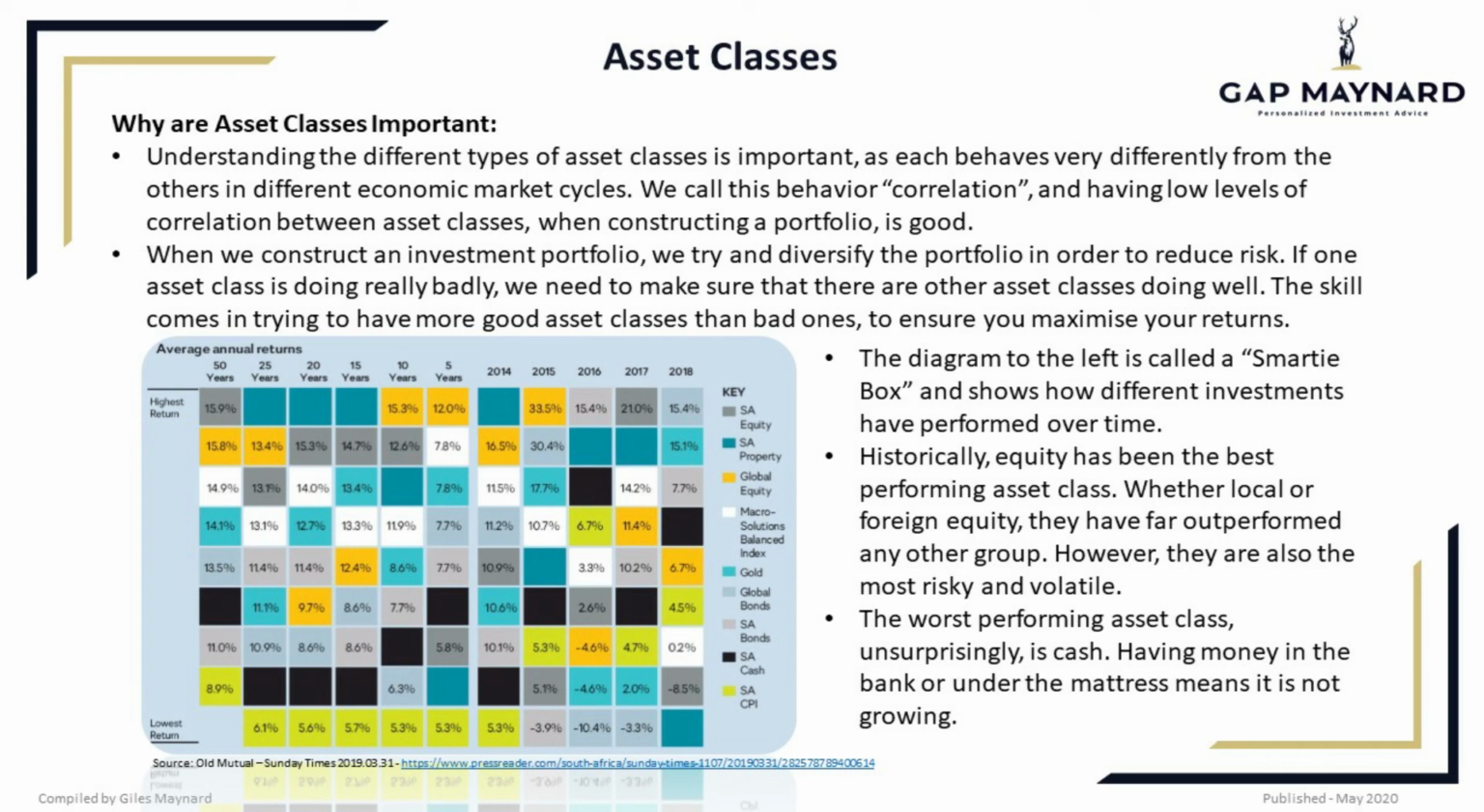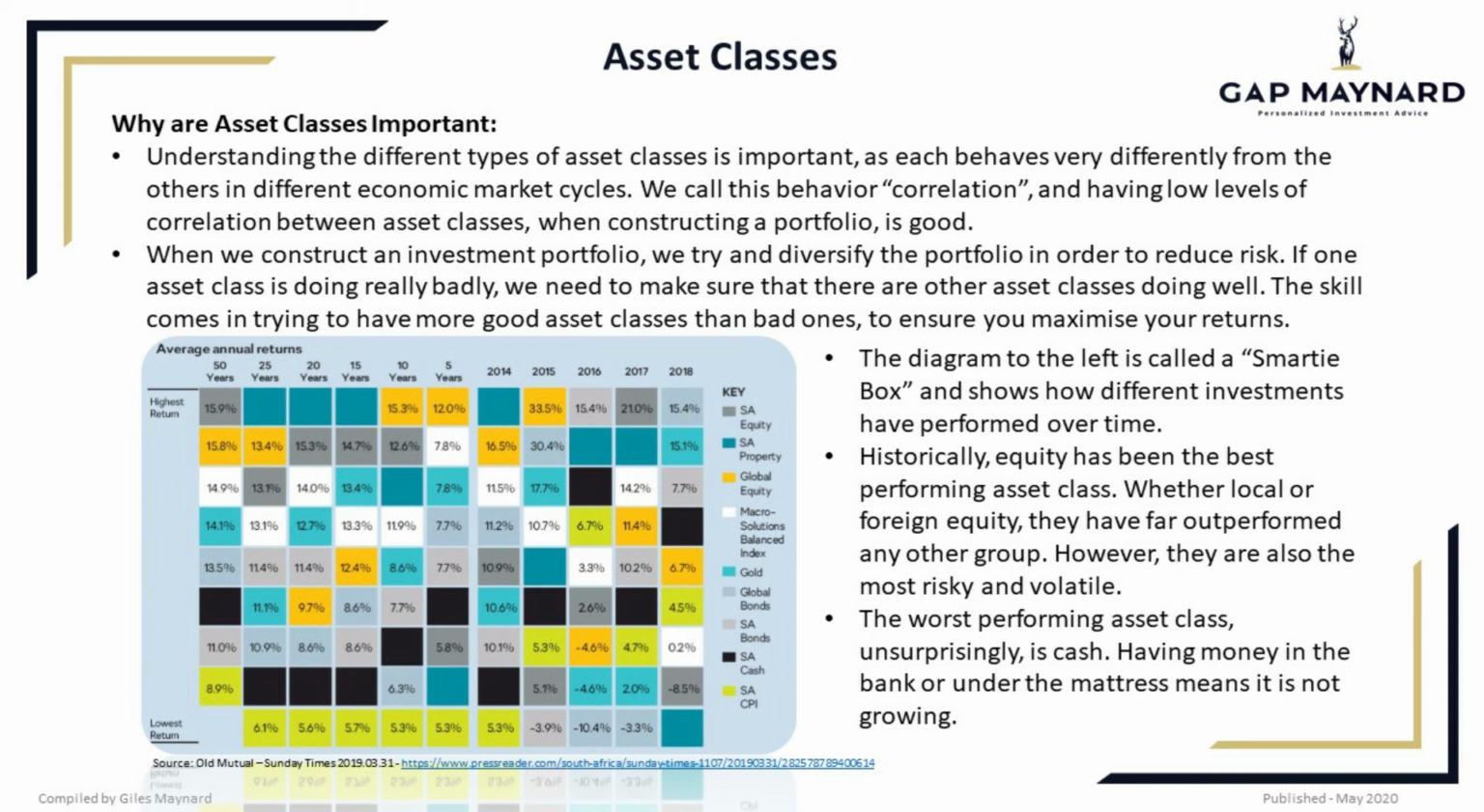So that graphic that I've got in the slide is sometimes called the Smarty Box, and it shows how different investments or asset classes have performed over time. Historically, equity has been the best performing asset class, whether local or foreign equity. They have far outperformed any other group. However, they are also the most risky and volatile, as I've mentioned earlier.